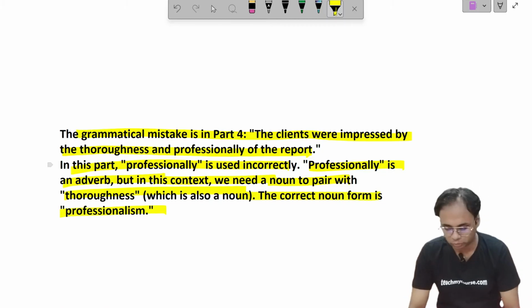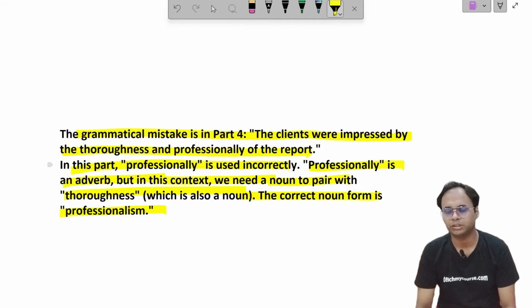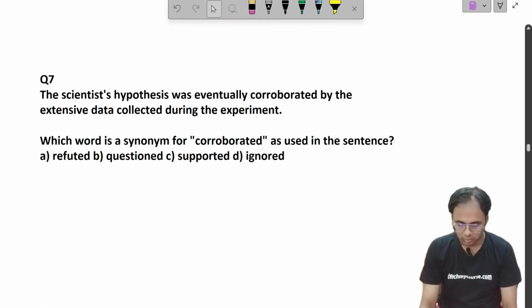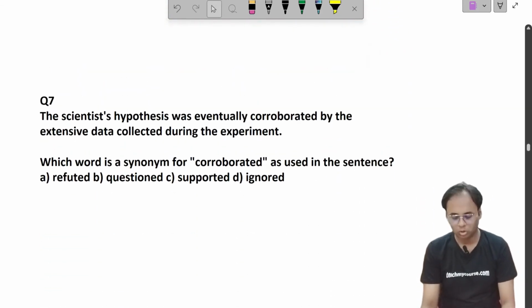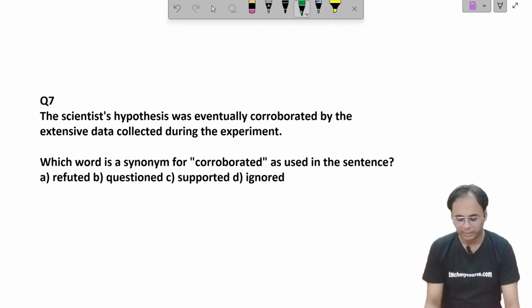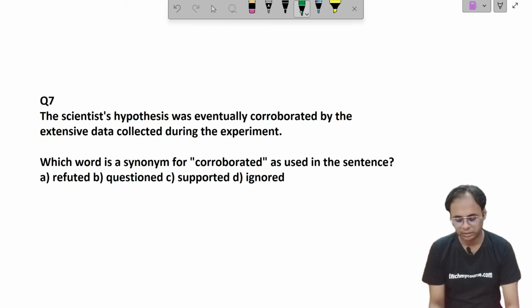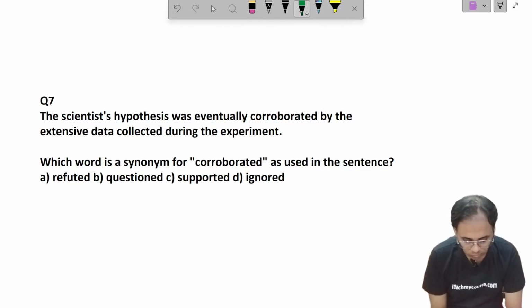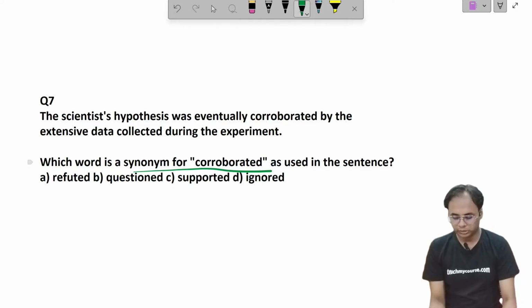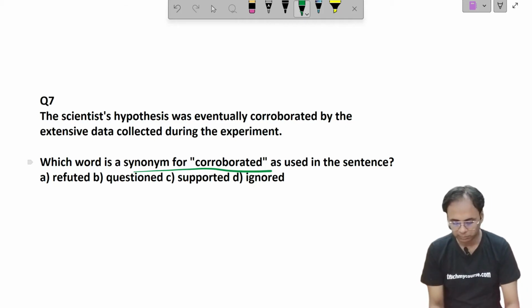So these types of questions do appear in the MCAT exam when it comes to rectifying sentences based on grammatical mistakes. Now we see the next form of questions, which are based on synonyms and antonyms. Let's see. The scientist's hypothesis was eventually corroborated by the extensive data collected during the experiment. The question asks which word is a synonym for corroborated as used in the sentence. There are 4 options: refuted, questioned, supported and ignored.